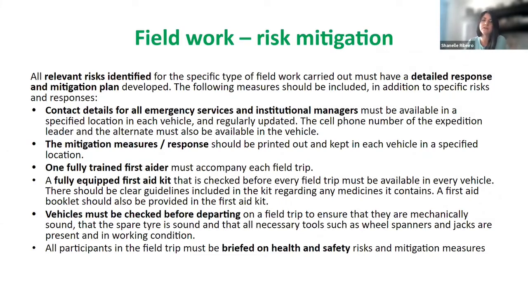So the contact details for all emergency services and institutional managers must be available in a specific location in each vehicle, and it must be regularly updated. So the cell phone number of the expedition leader must be there in the vehicle, and this has to be printed out and not stored somewhere in an email on your phone. I mean, maybe you won't be able to access it when you don't have any coverage there. So importantly, it is printed out and everyone knows where in the vehicle it's stored.